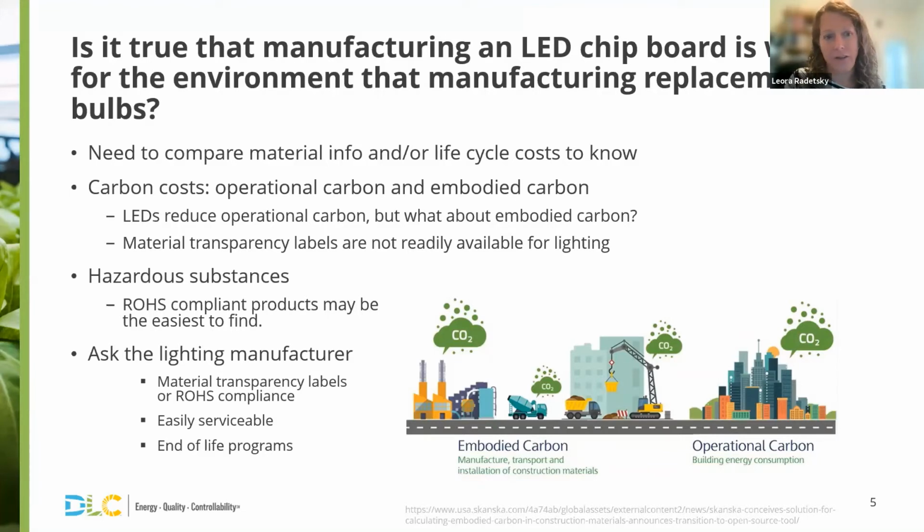Ask the manufacturers if they have material transparency labels, if they're pursuing them. Also ask if the product is easily serviceable, right? Can you replace products down the line, or do you have to start with a brand new fixture? And what are their end of life programs? Do they take back the products, or do they have disposal methods readily available that allow the product to be recycled in the future? So I think all of this is really exciting, but to say that one product is always better than another product specifically is not something that I can do, and something that you have to ask about each time.